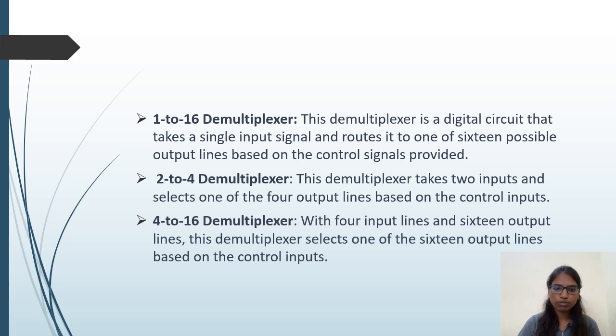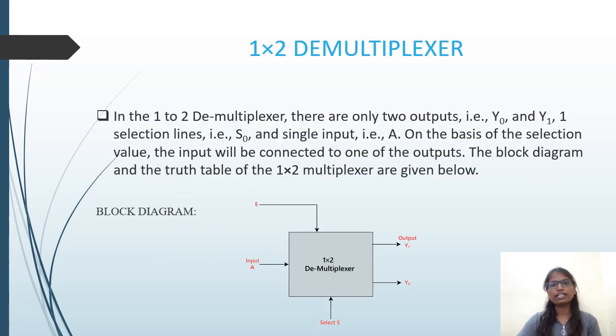2:4 demultiplexer. This demultiplexer takes two inputs and selects one of the four output lines based on the control input. 4:16 demultiplexer. With 4 input lines and 16 output lines, this demultiplexer selects one of the 16 output lines based on the control inputs. Let us see in detail about 1:2 demultiplexer.